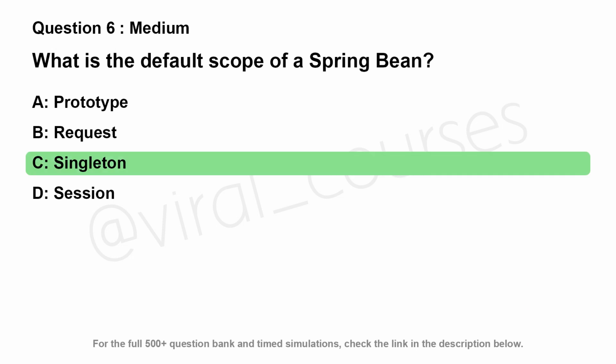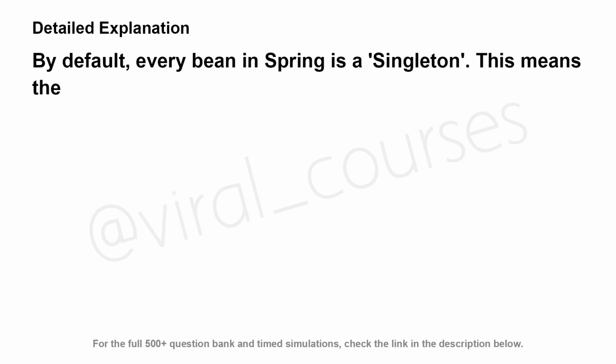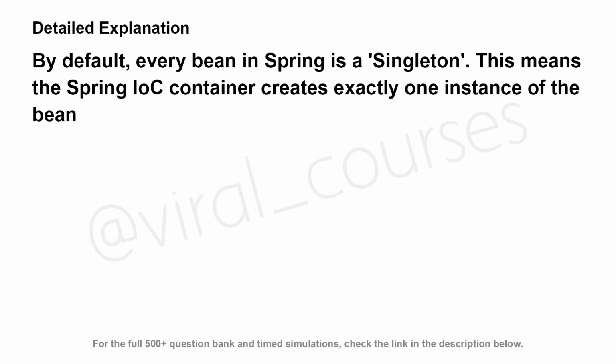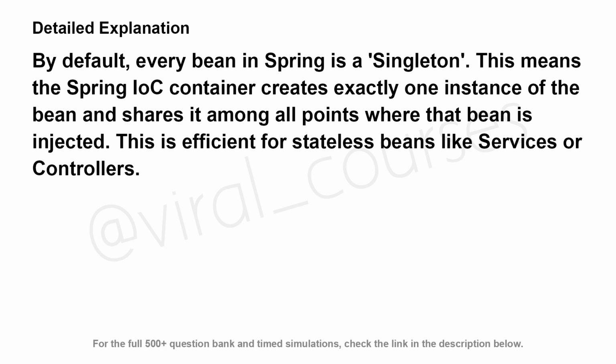The correct answer is C. By default, every bean in Spring is a singleton. This means the Spring IOC container creates exactly one instance of the bean and shares it among all points where that bean is injected. This is efficient for stateless beans like services or controllers.